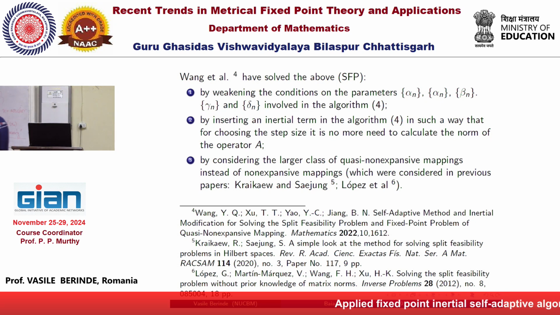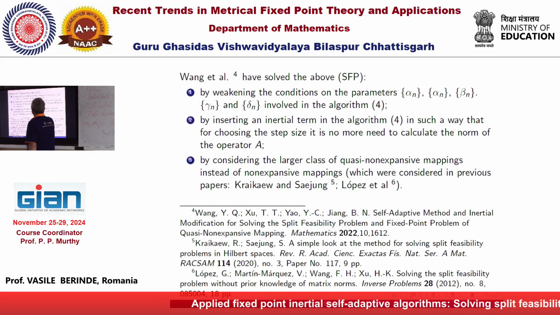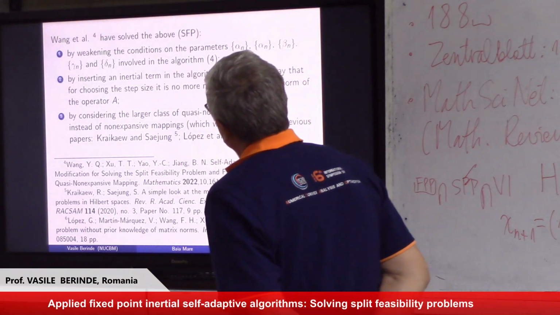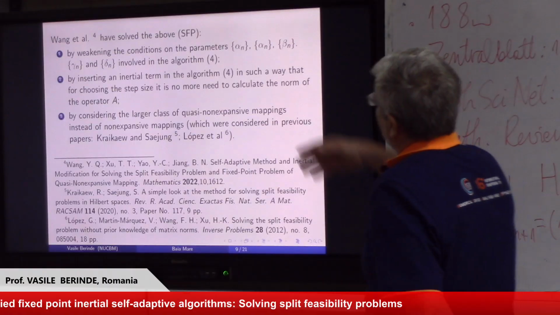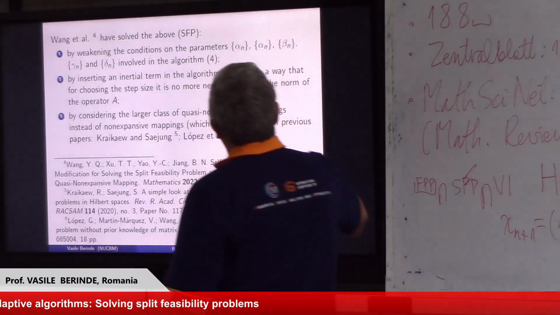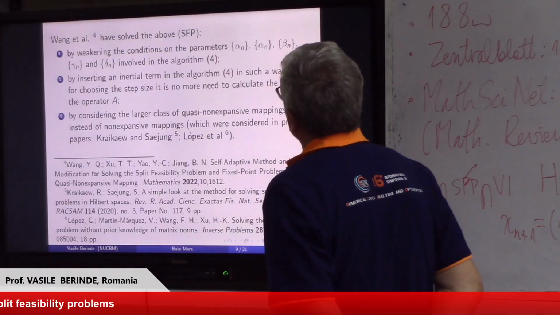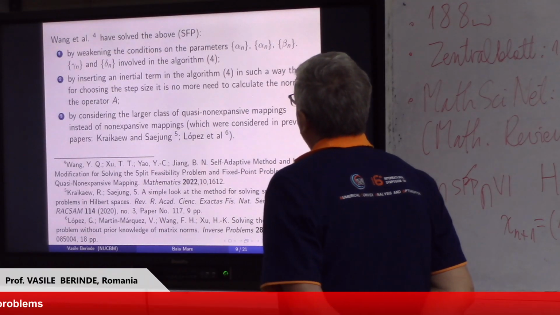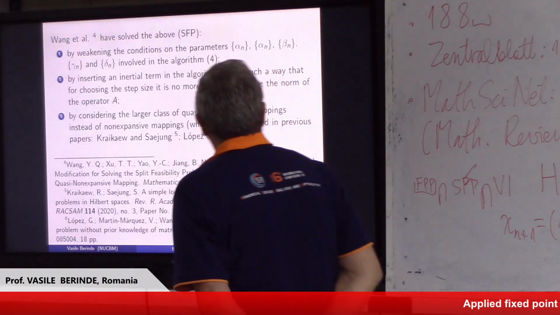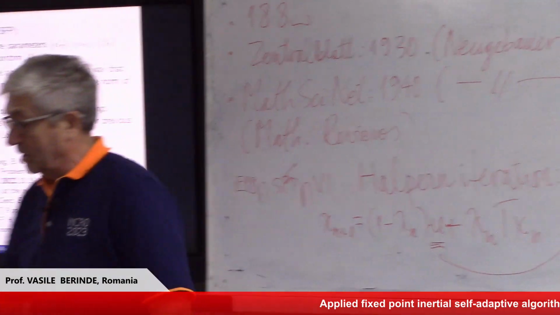Okay, these authors here, very recently in 2022, solved the same problem, but they weakened the condition of the parameters. Again, I have here alpha n two times, I don't know why, involved in the algorithm. They inserted an inertial term. I'll explain what is an inertial term.